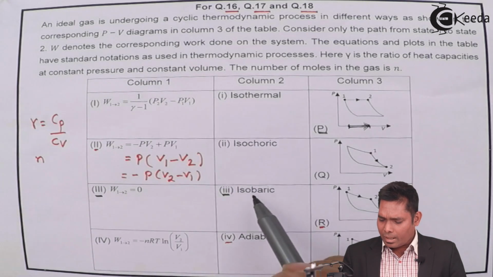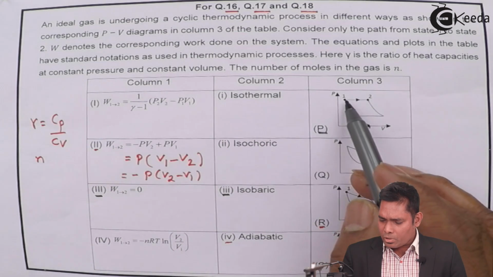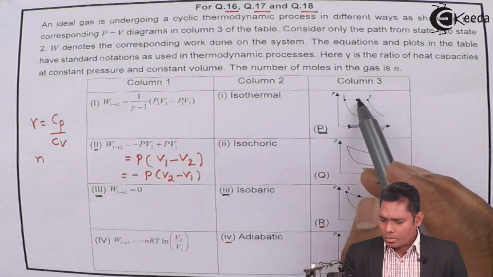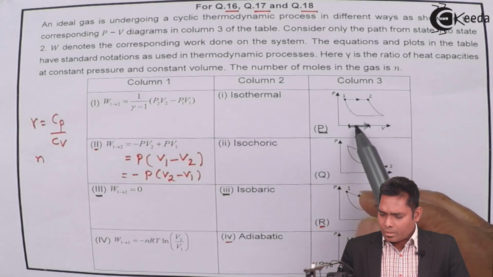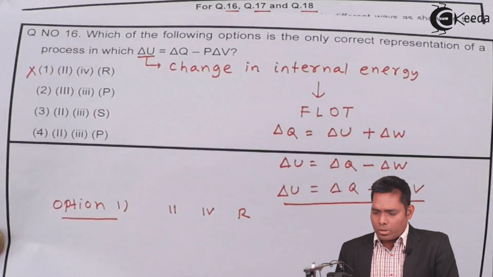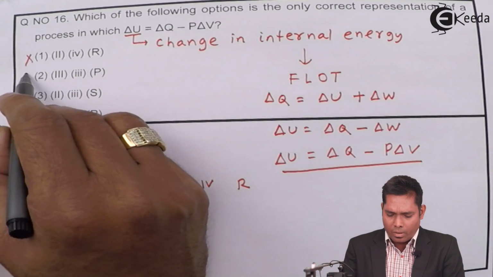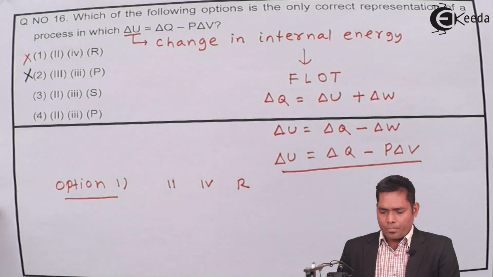And the second thing is that the pressure is constant. So this process is an isobaric process, but the volume is expanding. So this is not the answer. So option number 2 is also not right because the work done is not 0. There is some work done in the process.